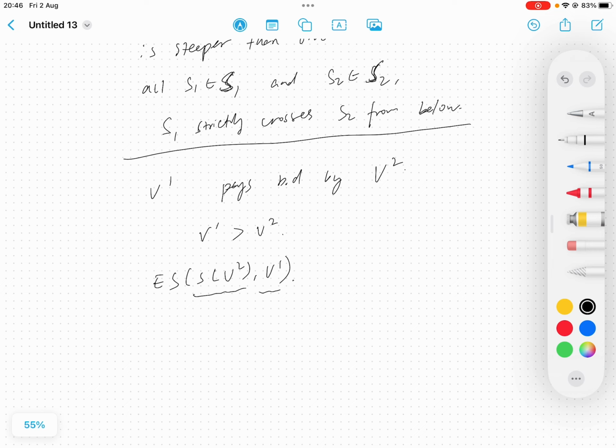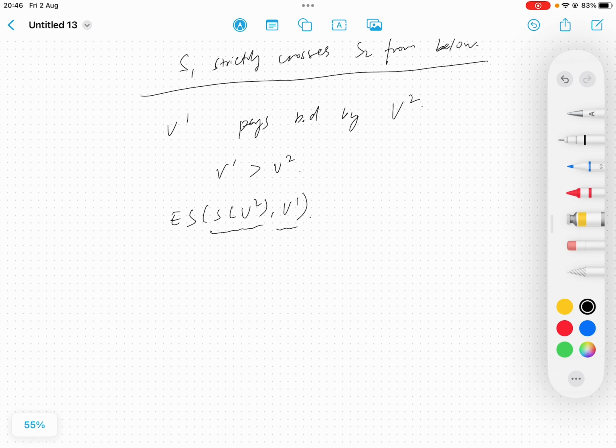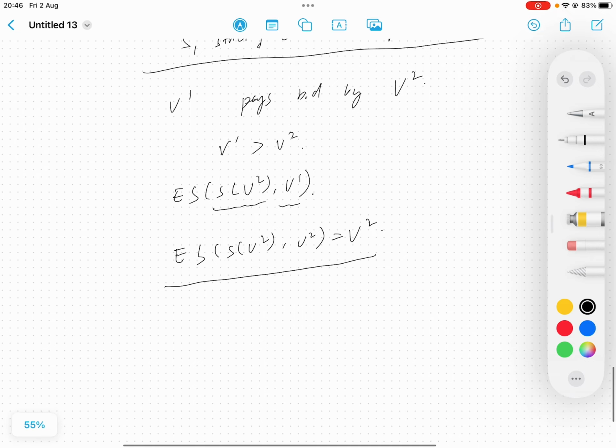Because the bidders bid their reservation value in the second price auction, as the equilibrium strategy, we have that ES of SV2, V2 equals V2. And this is very important, and we'll use that shortly in some proofs. That's something that we know, in lemma 2, I think, that we just showed, right? There is an equilibrium strategy for each bidder to bid their reservation value in the second price auction.